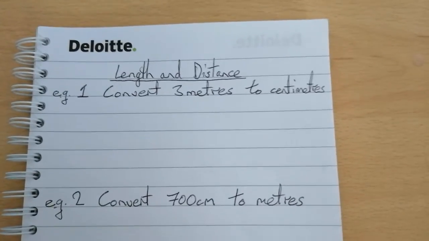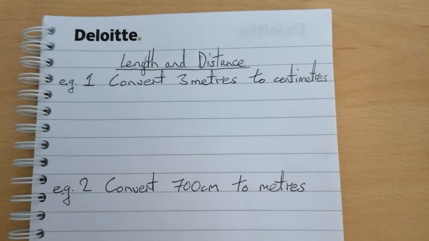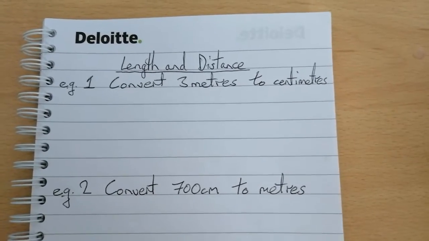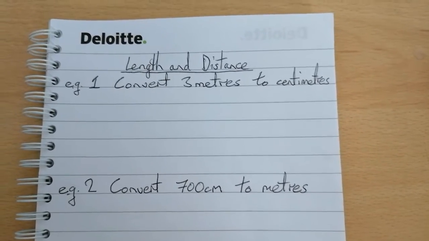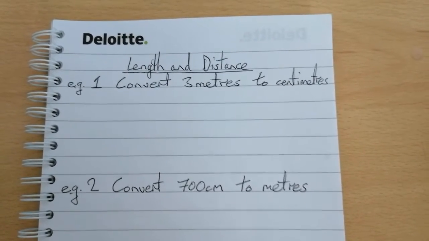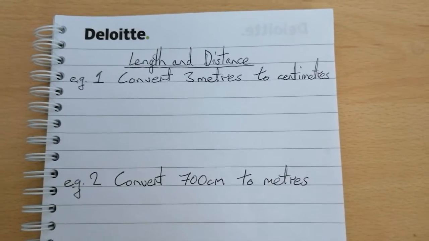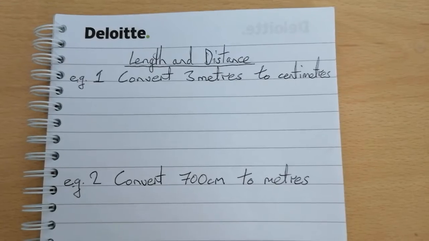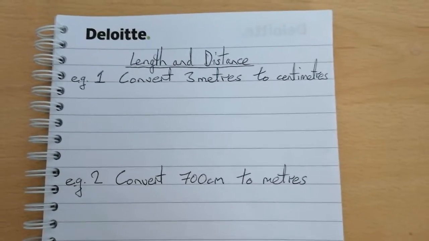In order to show how we do some simple conversions using length and distance in units of measure, I'm just going to do a few examples here. Also, coupled with this video, you should be looking at the document. It's a picture document with some more information and the steps that you should follow for some of these questions. But for a start, let's go through these examples.